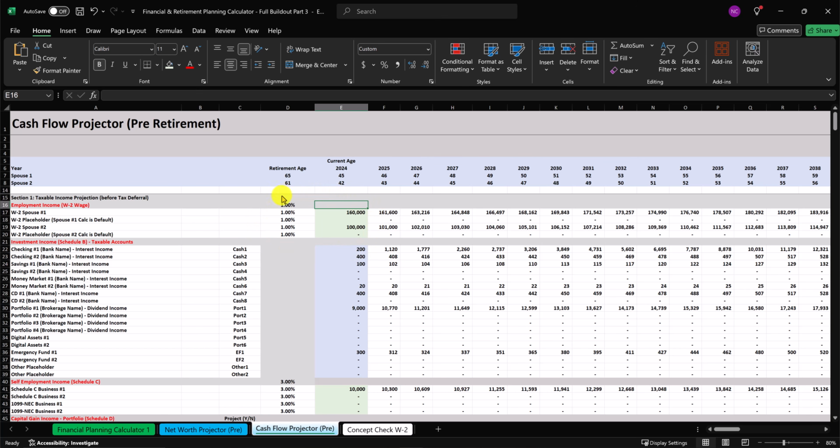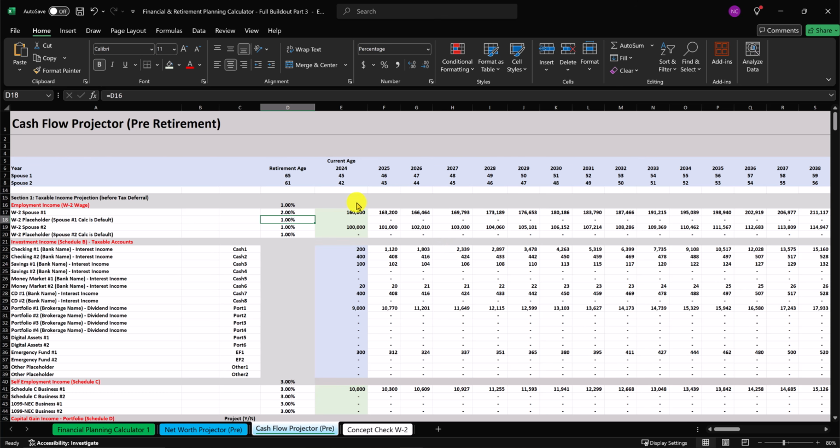In addition to that, if I go back up here, we want to be able to project our salary out into the future. And the projection of our salary is independent of our decision to defer income into a pre-tax account. So for example, I could project this at 1%, I could project this at 1.5%, I could project this at 2%, I can project this at whatever percentage I want. It can vary for spouse 1 versus spouse 2, but that has no bearing on my decision about how much pre-tax deferral I'm going to do.